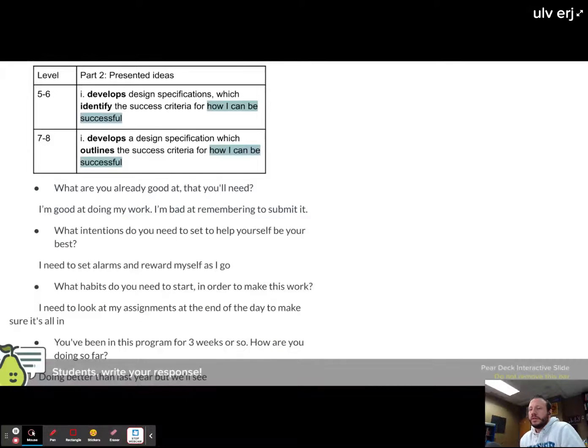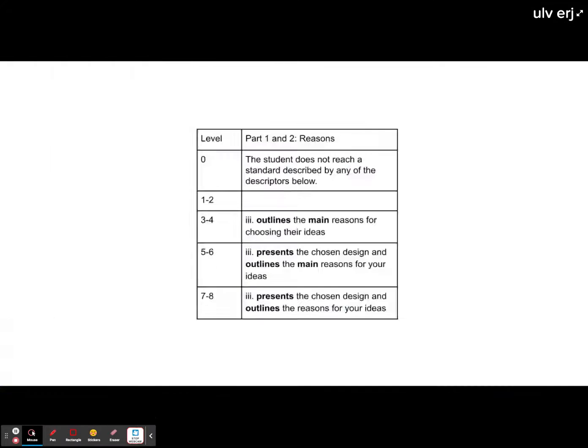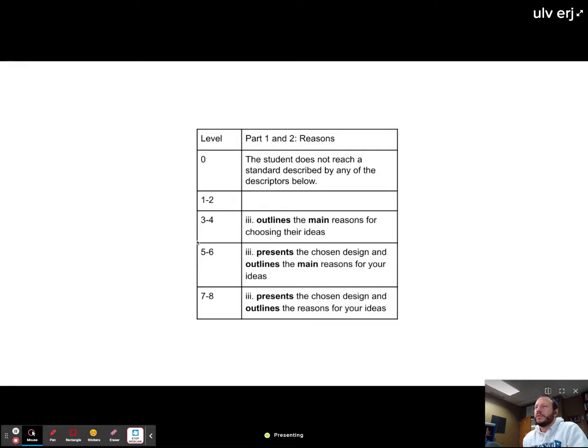So let's take a look at our last rubric part. And again, thank you all for hanging in there, grading with us. So our last rubric part is reasons.